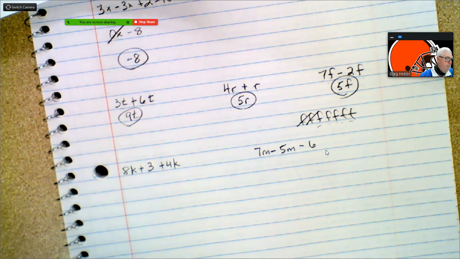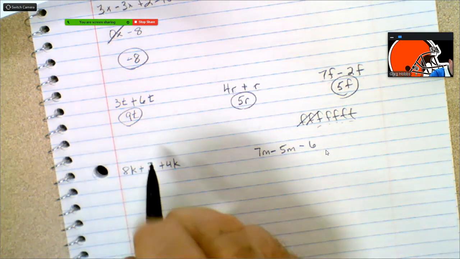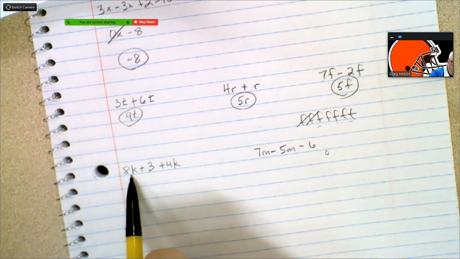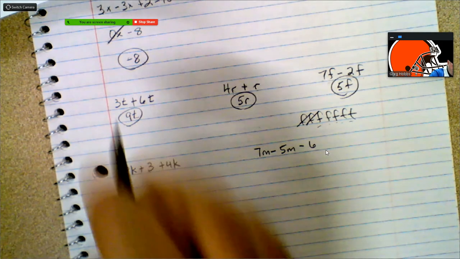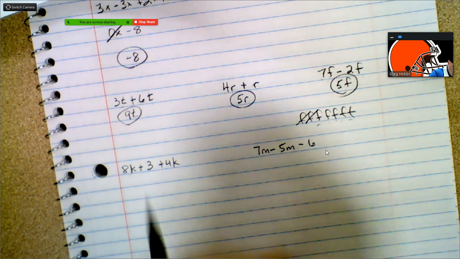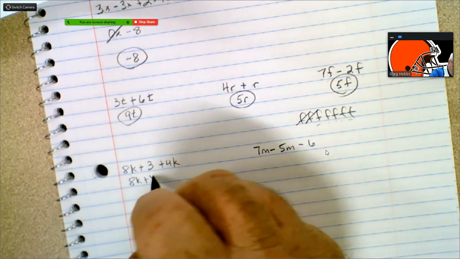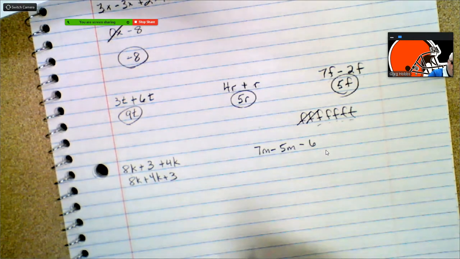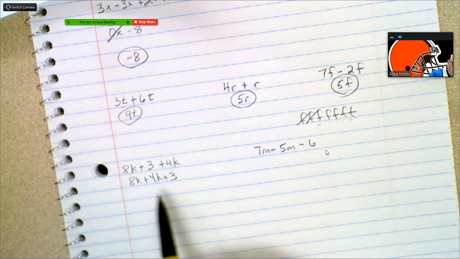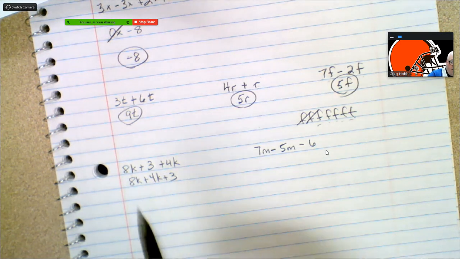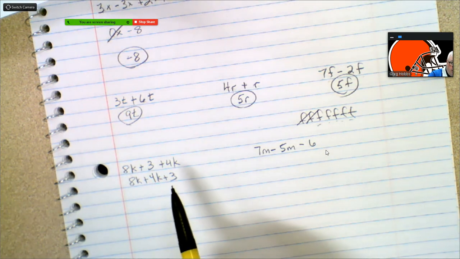Okay, we're back. 8K and 4K. You can rewrite them where they're next to each other. It's your call how you want to do that. Probably while you're getting started, it would be good to rewrite it. 8K plus 4K plus 3. The problem with rewriting is make sure you rewrite it with the right subtraction, addition signs, and everything's the same. That's where you run into potential issues.